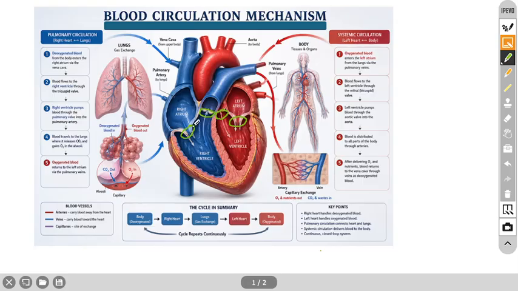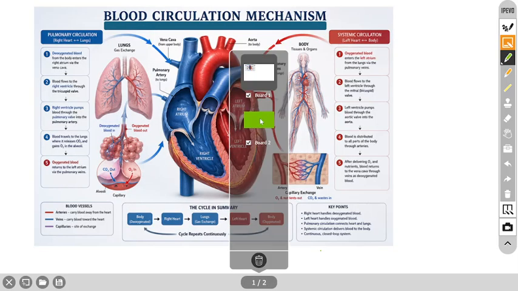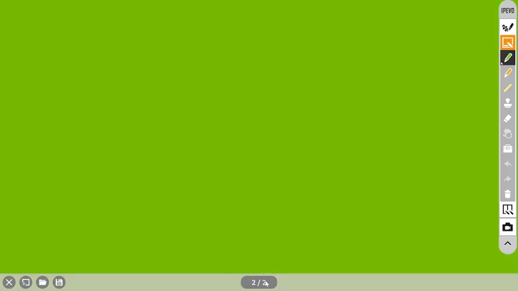This is the tricuspid valve. This is the bicuspid valve. This is the pulmonary valve, and this is the aortic valve. Okay, now we should try to understand the mechanism of the heart in different slides. Then we will move to the next page.